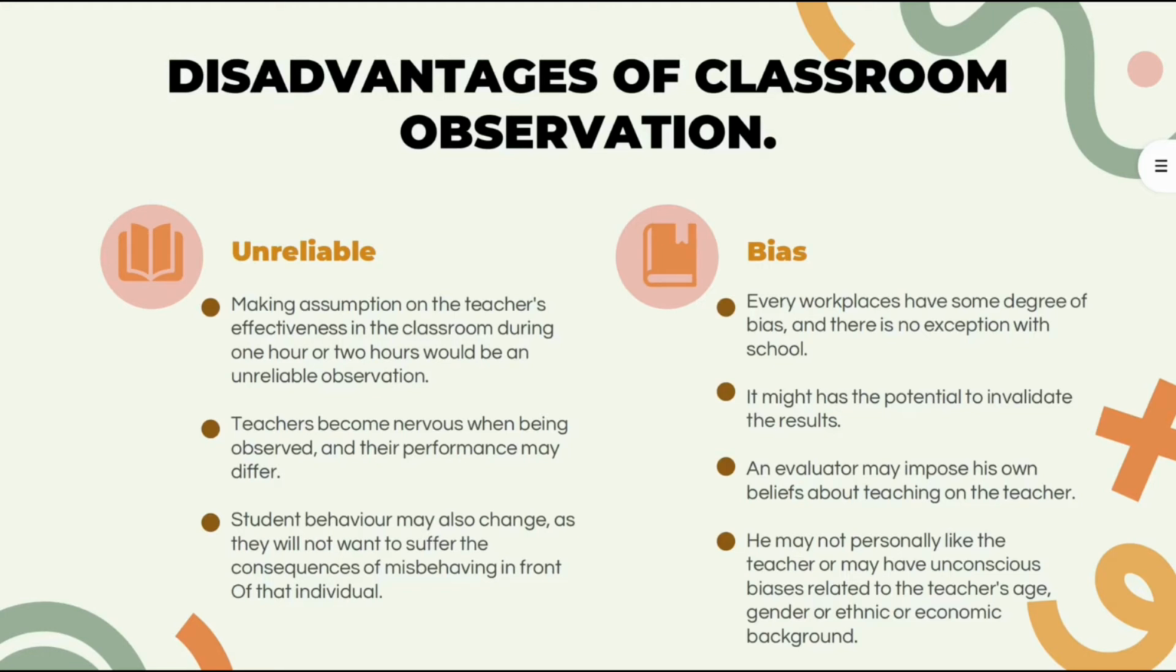Next is bias. Every workplace has some degree of bias, and there is no exception with school. It has the potential to invalidate the result, as the observer or the evaluator may impose his or her own belief about teaching on the teacher. He may not personally like the teacher, or may have unconscious bias related to the teacher's age, gender, or ethnic or academic background. But if the observer has a good relationship with the teacher, it may also invalidate the result.